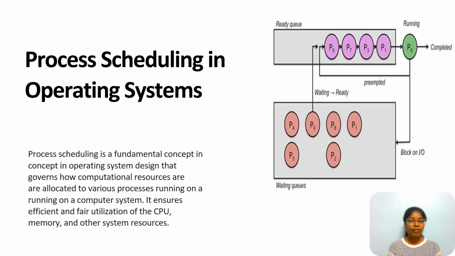Process scheduling is a fundamental concept in operating system design that governs how computational resources are allocated to various processes running on a computer system. It ensures efficient and fair utilization of the CPU, memory, and other system resources.